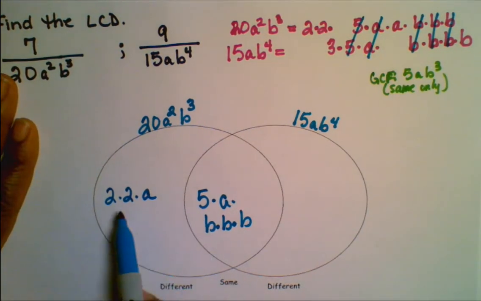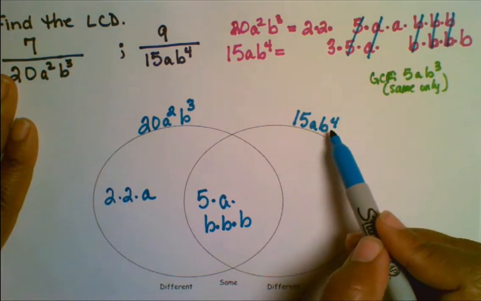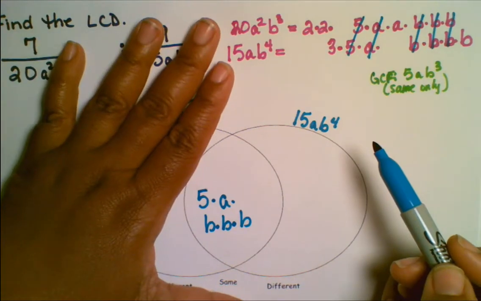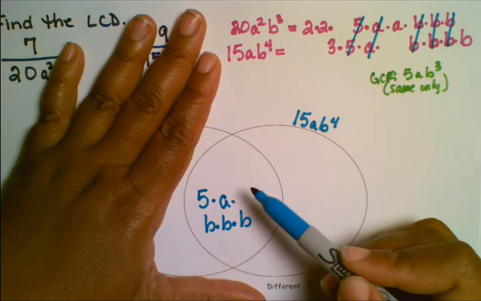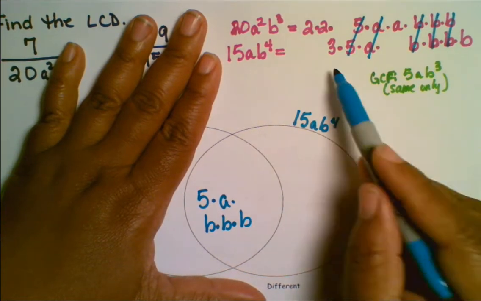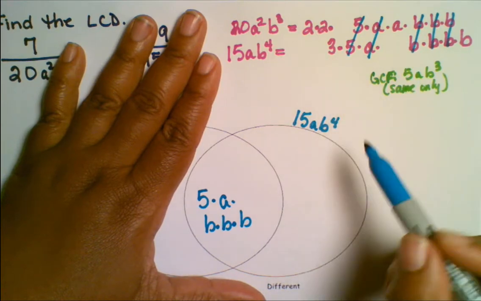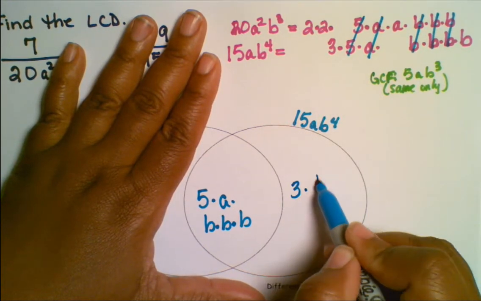Now, when we multiply all of these factors, this is what it's going to equal. Let's look at our 15ab to the fourth. We see what we have that's in the same part for both expressions, but what's different? Well, let's look at our prime factors. What did we not cross out? We didn't cross out a 3, and then we didn't cross out a b.